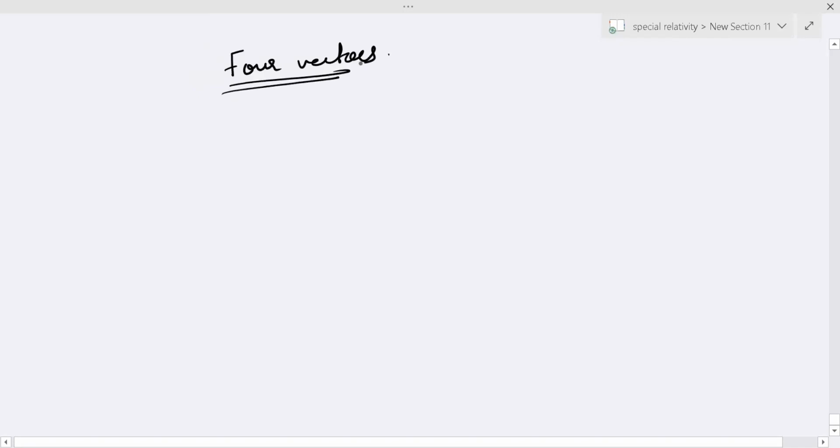Okay. So from the geometry thing, I think that's enough. We have been very brief, but I think that is sufficient. Now we'll go to four vectors. All right, I'll tell you why four vectors are important.